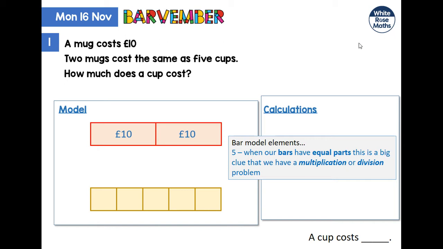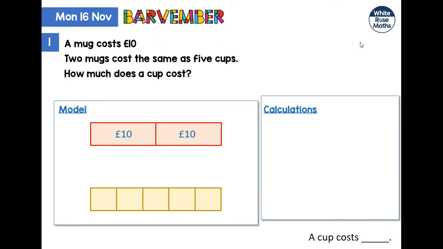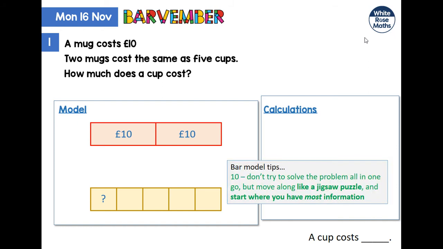Now, when we have equal parts like this, it's a big clue to us that we've either got a division problem or a multiplication problem or possibly both. So let's see how we go here. Now, our final part of our model here was to put our question mark in, which is just to indicate how much 1 cup costs. So everything that's in our worded question is now in our picture model, and let's see how the maths pans out.